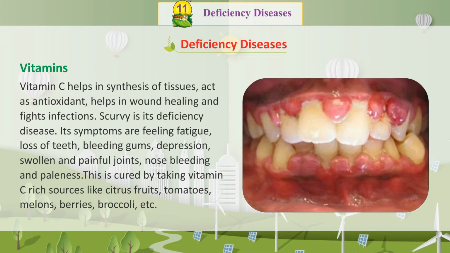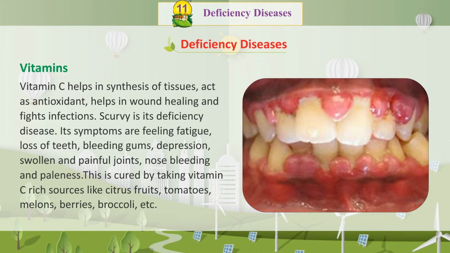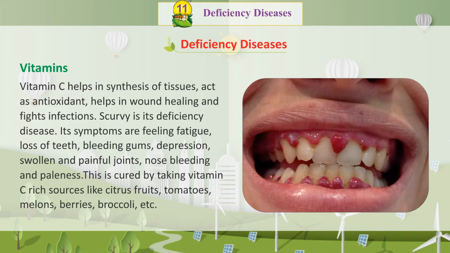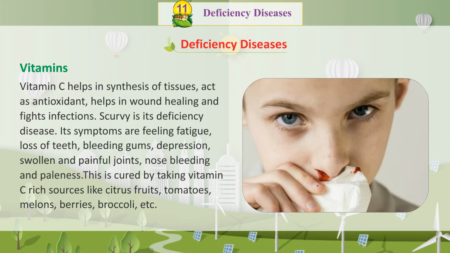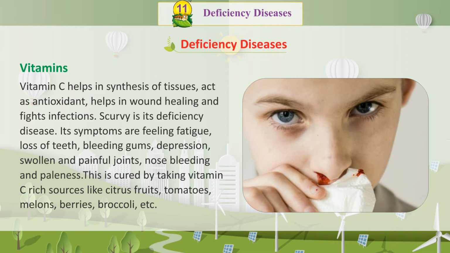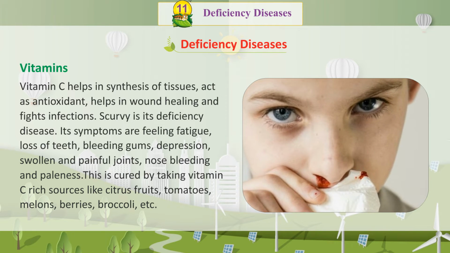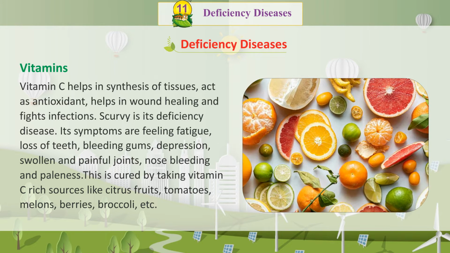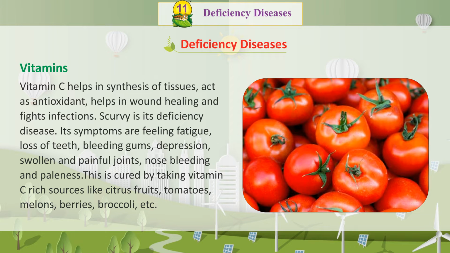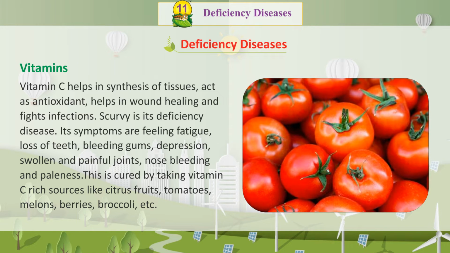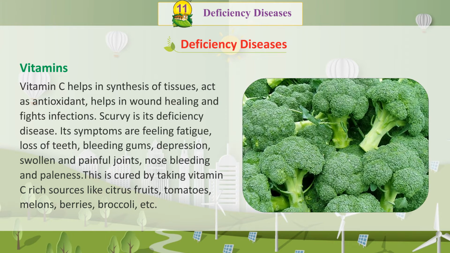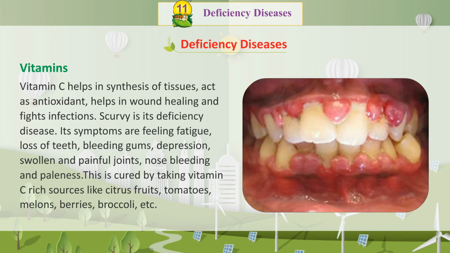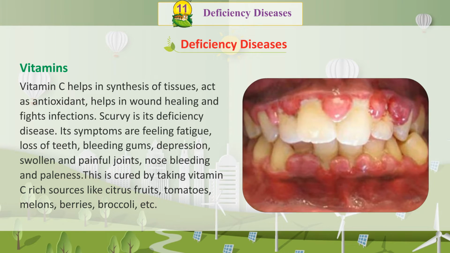Vitamin C helps in synthesis of tissues, acts as an antioxidant, helps in wound healing and fights infections. Scurvy is its deficiency disease. Its symptoms are feeling fatigue, loss of teeth, bleeding gums, depression, swollen and painful joints, nose bleeding, and paleness. This is cured by taking vitamin C-rich sources like citrus fruits, tomatoes, melons, berries, broccoli, etc.